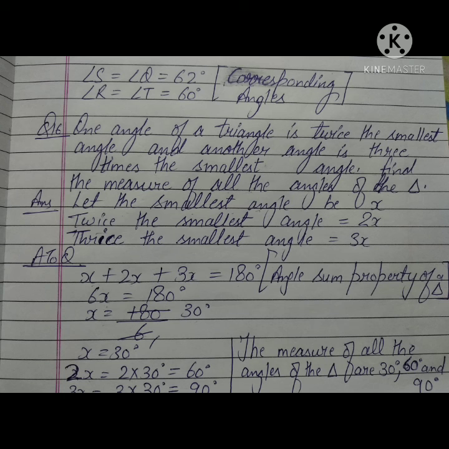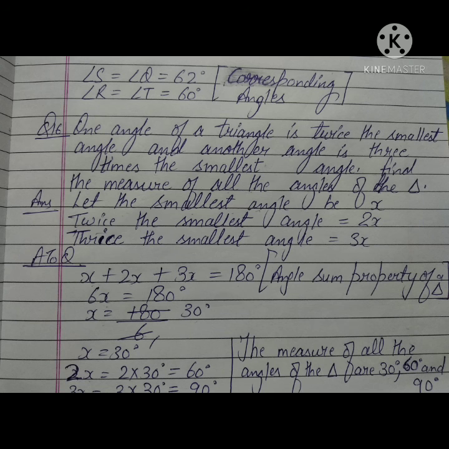In question number 16, one angle of a triangle is twice the smallest angle and another angle is 3 times the smallest angle, right? Find the measure of all the angles of the triangle. One angle is twice the smallest angle, another angle is thrice the smallest angle, but we don't know the smallest angle. So first assume the smallest angle to be x. Twice the smallest angle is 2x. Thrice the smallest angle is 3x, right?